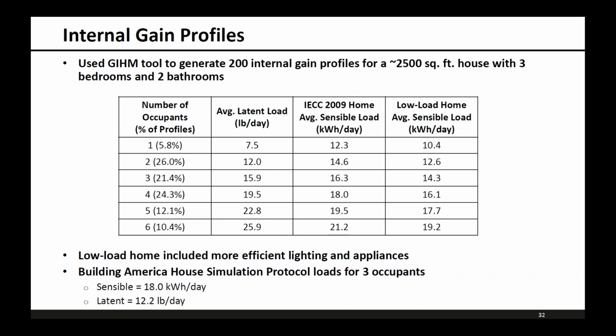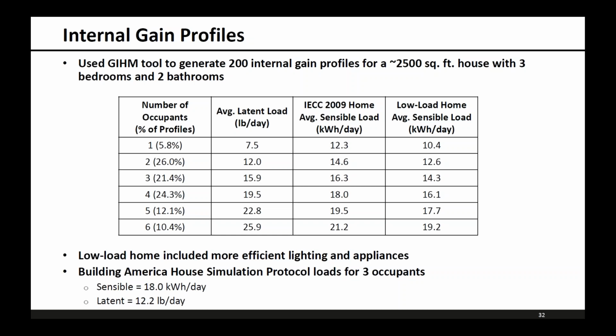So this table shows kind of a summary of these internal load profiles, and we've broken them down by the number of occupants for each profile. So the percentages in the first column, those are coming from the RECS, Residential Energy Consumption Survey, that are specific to our house size. So in the first column, you can see the average latent load in pounds of moisture per day for the different occupant levels, and that did not vary between the IECC 2009 home and the low load home.